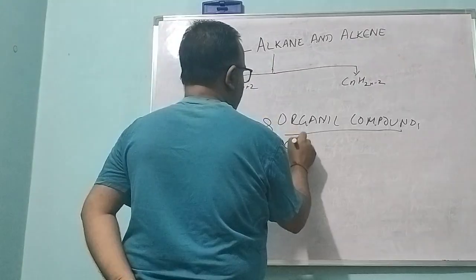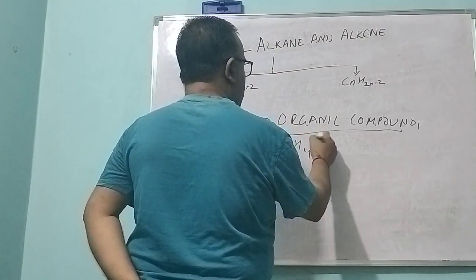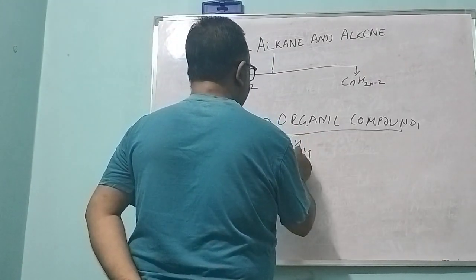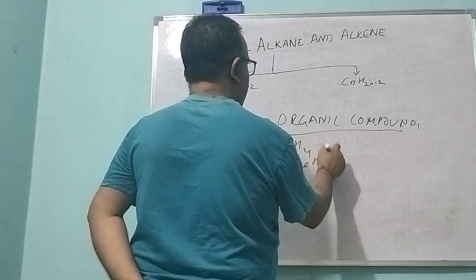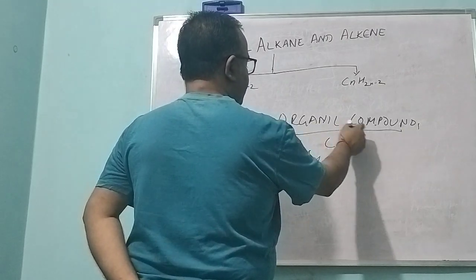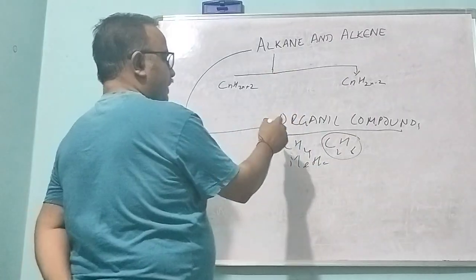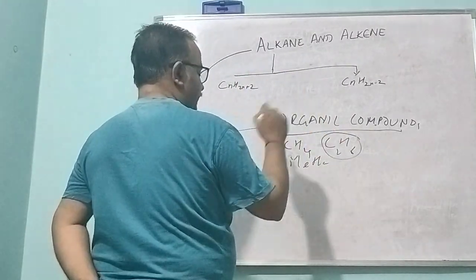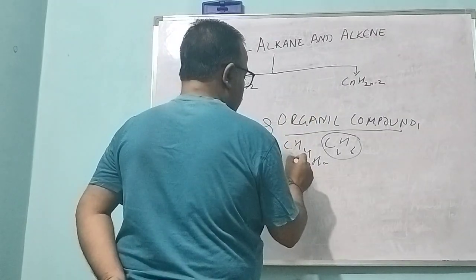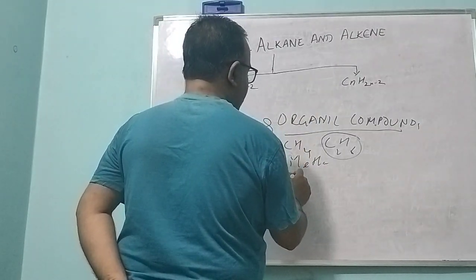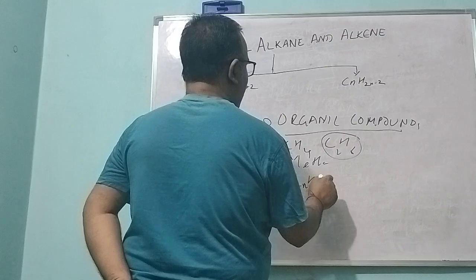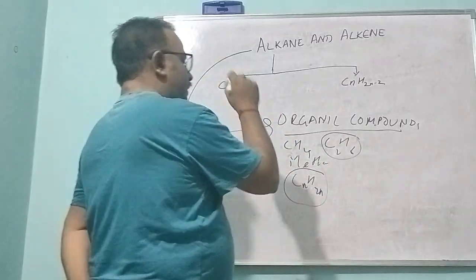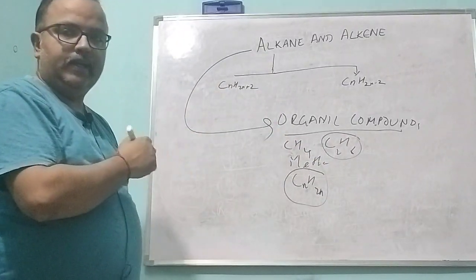come from CH4. This is methane, C2H6, this is ethane. So you see there is a pattern. When carbon increases by 1, hydrogen would increase by 2, which means the general formula of the homologous series is CnH2n. So this is my normal organic compound.